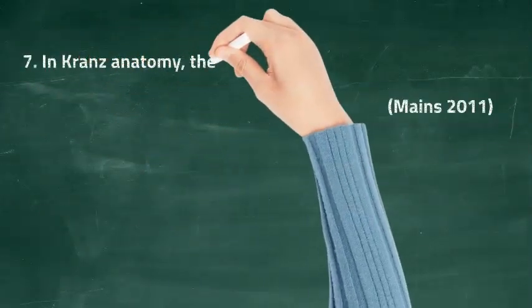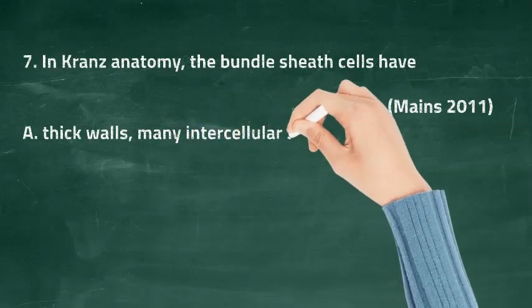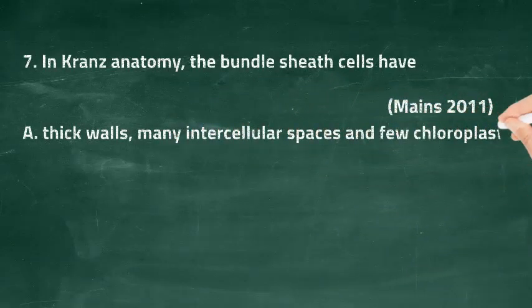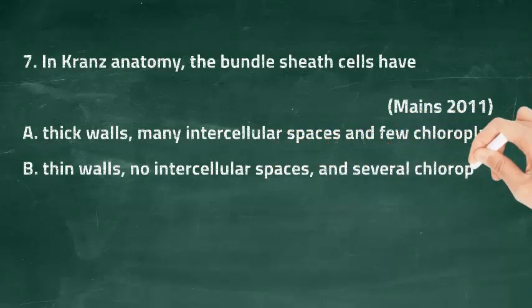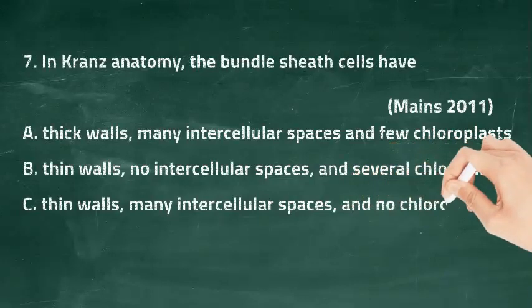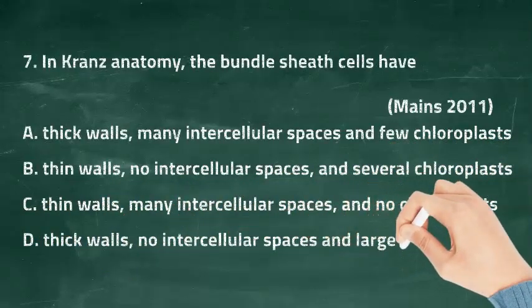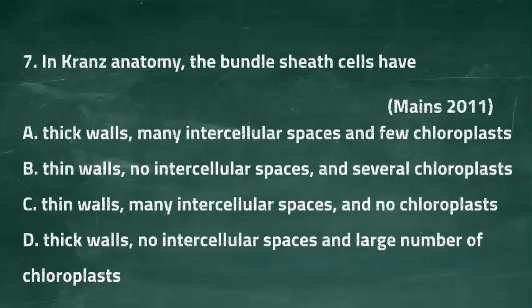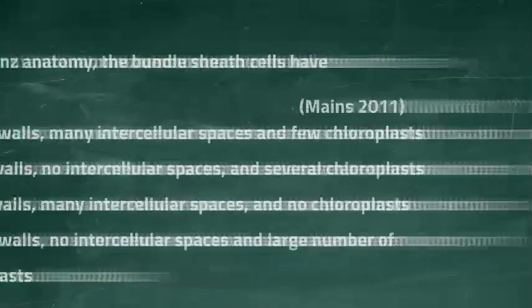Question 7th. In Kranz anatomy, the bundle sheath cells have: option A is thick walls, many intercellular spaces and few chloroplasts. Option B is thin walls, no intercellular spaces and several chloroplasts. Option third is thin walls, many intercellular spaces and no chloroplasts. Option fourth is thick walls, no intercellular spaces and large number of chloroplasts. The right answer is option 4, which is thick walls, no intercellular spaces and large number of chloroplasts.